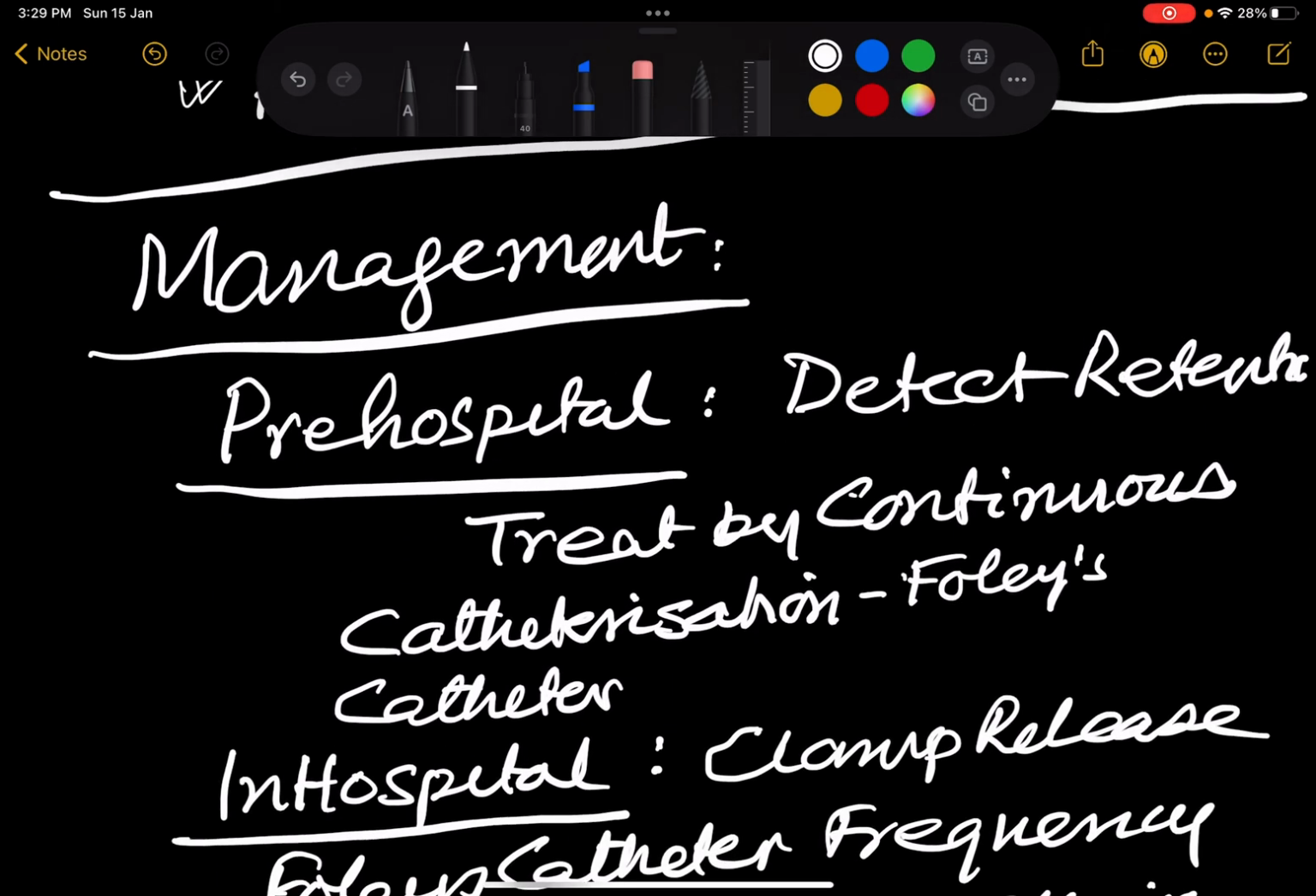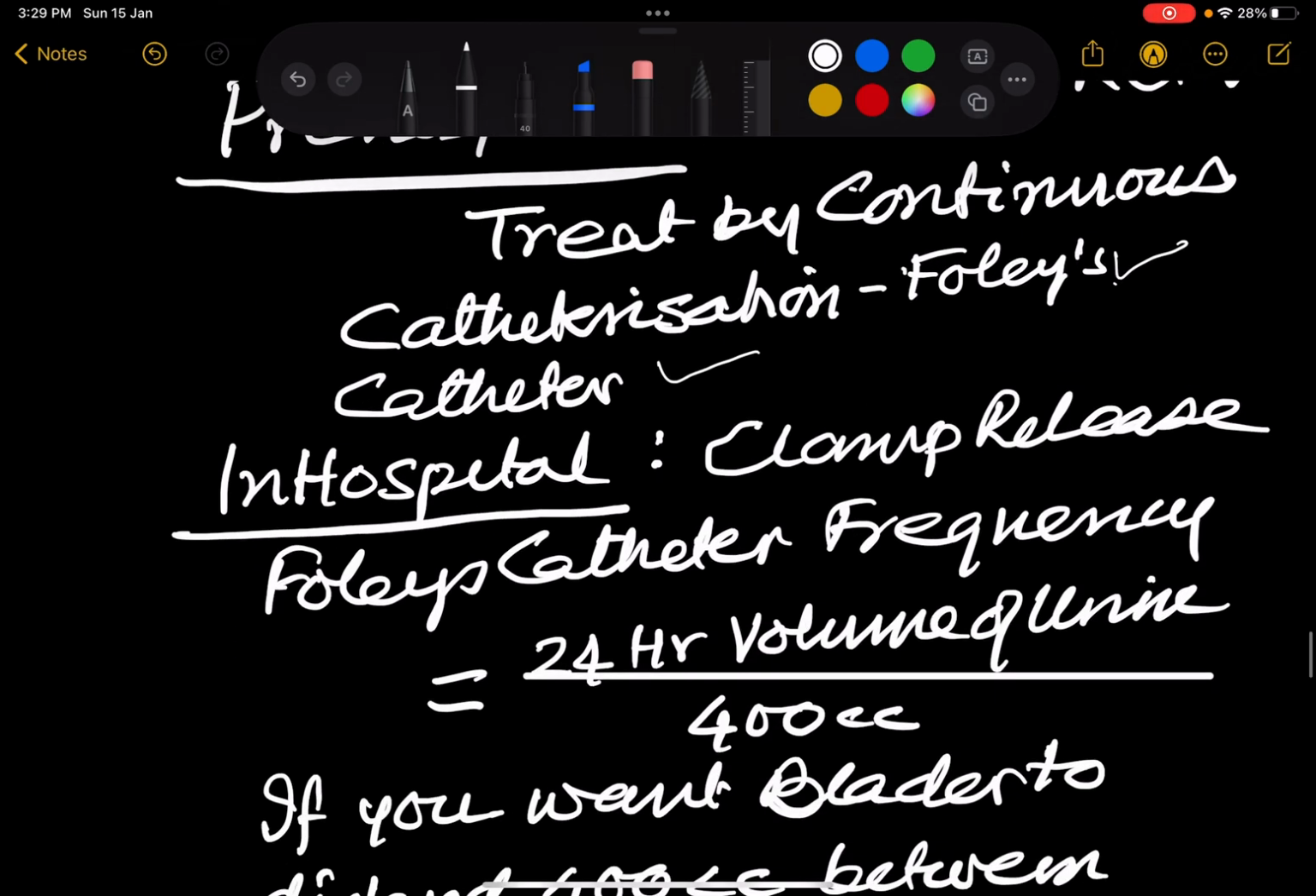In the pre-hospital, you must detect retention and you must treat by continuous catheterization with a Foley's catheter, because this will prevent over-distension and hematuria. In hospital, you can keep on clamping and releasing the Foley's catheter. Don't keep it either clamped or open, because this allows the bladder to keep on distending.